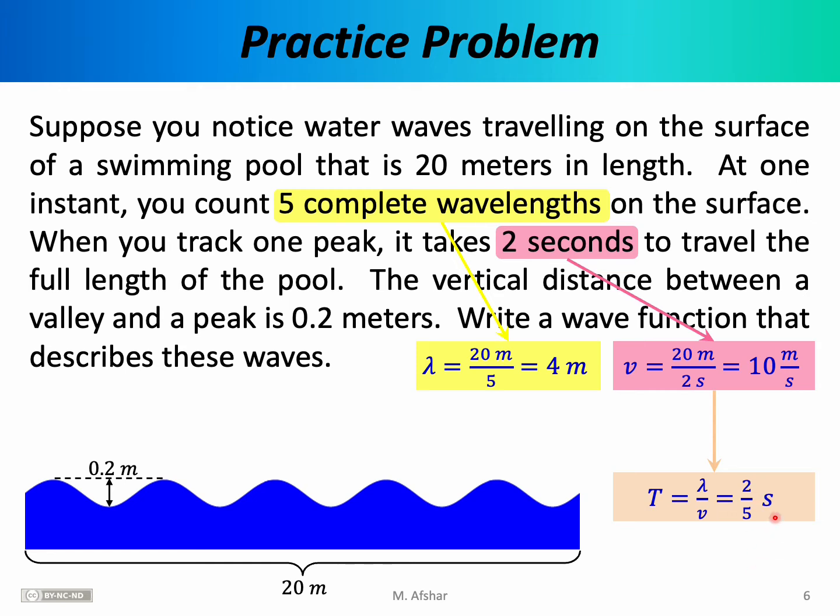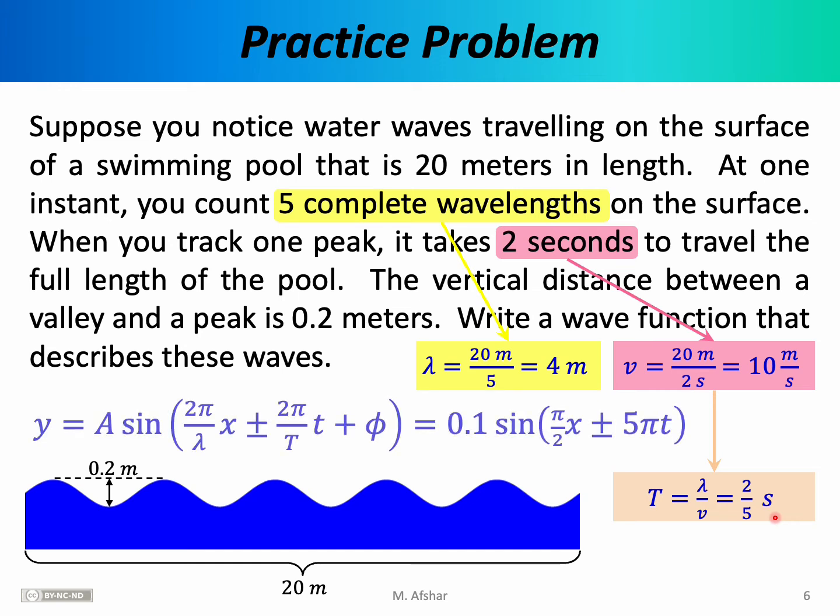I'm now ready to write down the precise mathematical function. Remember that one way to describe simple waves is using this function here. We now know that A is 0.1. We know lambda is 4 meters, so 2 pi over 4 simply gives me pi over 2 times x. We know that T, the period, is 2/5 of a second. If I substitute that in here, what I'll get is 5 pi times t.